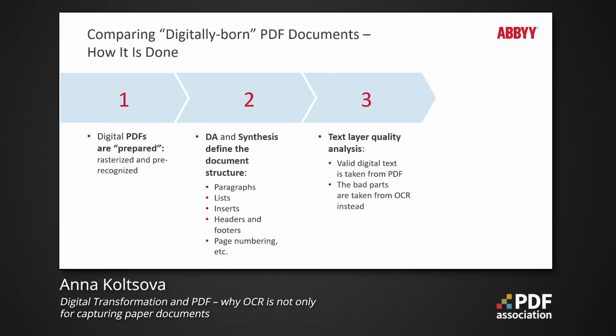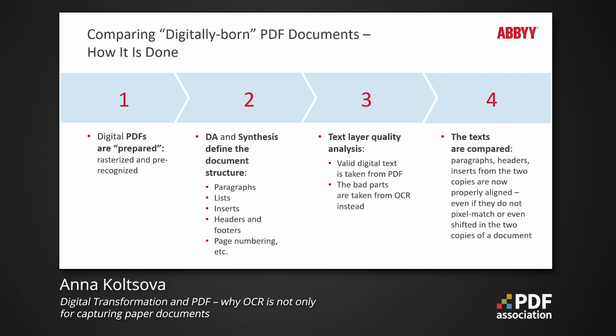Then, the quality of the text layer is assessed. That's the reason, by the way, why preliminary recognition is required on the first stage of preparation. Valid parts of the text are taken for comparison directly from the PDF. The bad parts are recognized. And after that, when paragraphs, headers, and inserts from the two copies are properly aligned, the comparison itself happens. And even if they differ in pixels, or even were shifted in the two copies being compared, they can now be compared properly.